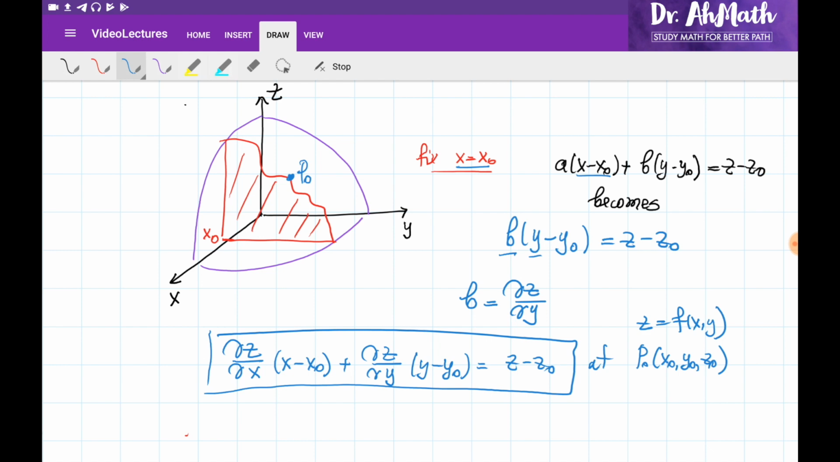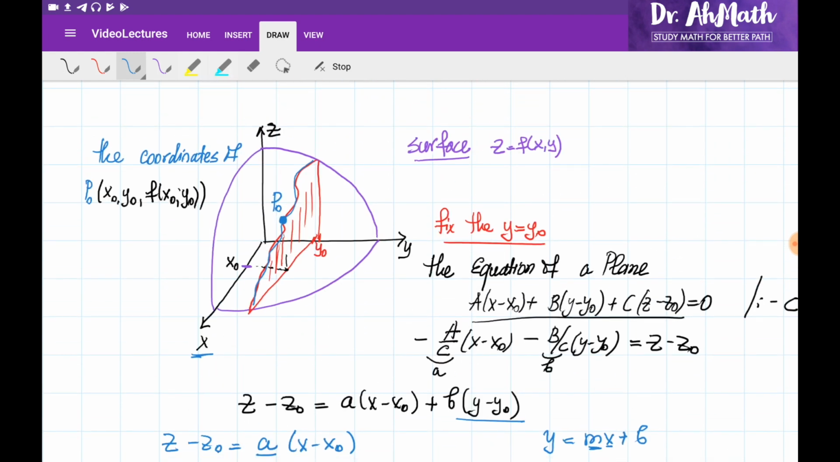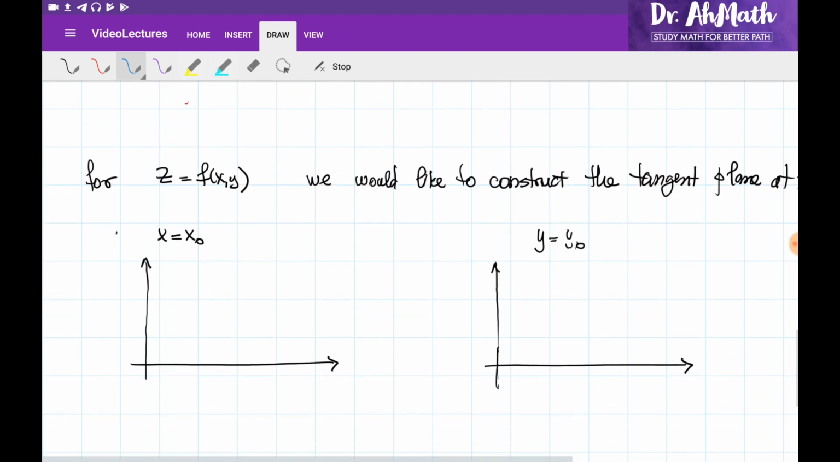So this was an intuitive derivation of the equation of the plane. Now what we would like to do is try to get this equation more mathematically, more algebraically, I would say. So when we fix y to be equal to y0, and if I cut this, I can look at this curve in 2D, right? Where I'm changing the height of the surface only in the x direction, right? So when I fix y to be equal to y0, I can change the height of the surface only in the x direction, right? So this is going to be like this.